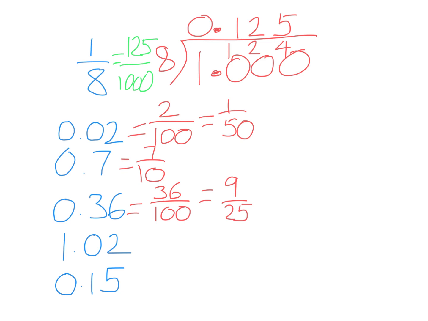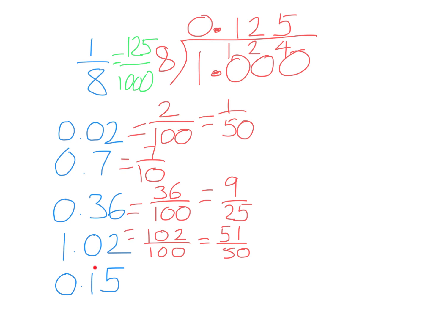So what about 1.02? Well, we're going to write the number without a decimal point on top. Once again, the lowest place value is hundredths. So write it like this. 102 divided by 2 is 51. 100 divided by 2 is 50. And there we are. We've converted this decimal to a fraction.